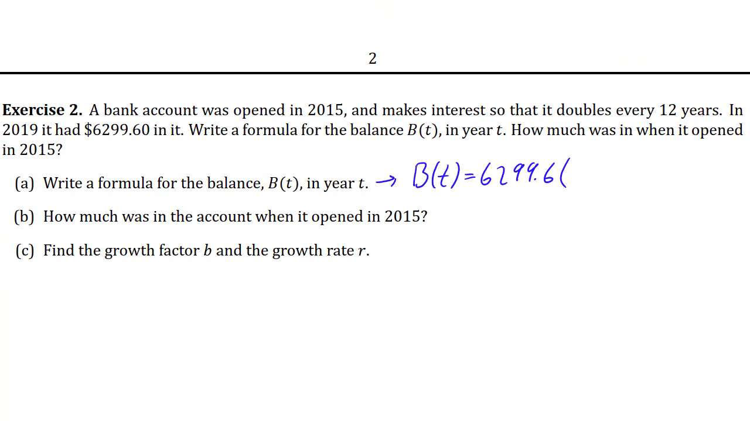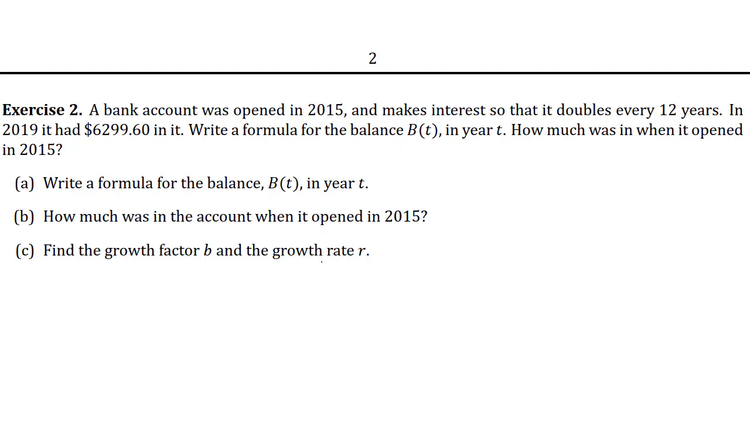A bank account was opened, whoops, to erase that. A bank account was opened in 2015, and it makes interest so that it doubles every 12 years. In 2019, it had $6,299.60 in it. Let's write a formula for the balance B of t in year t, and how much was in the account when it opened in 2015. Also find the growth factor b and the growth rate r. I accidentally wrote those questions twice.